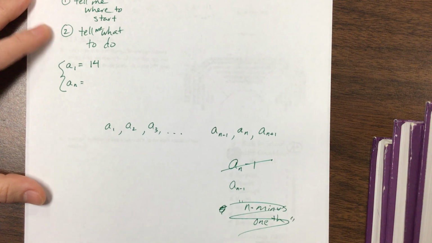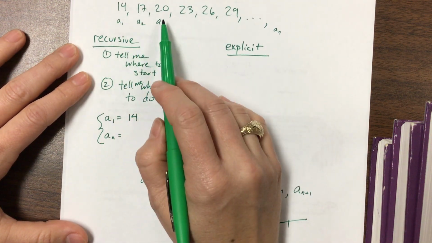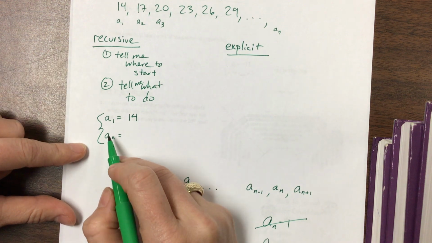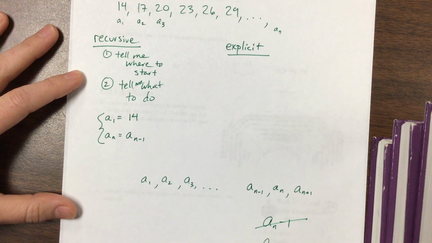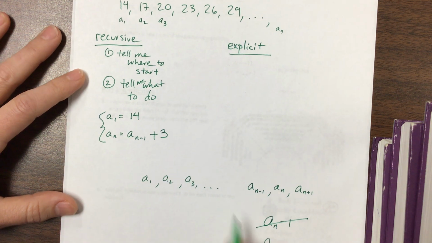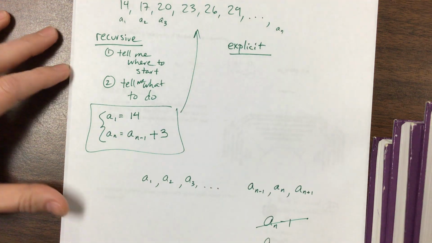Okay, so what we're going to do here is notice that I was adding 3, adding 3, adding 3 the whole way through. So if I want to find the nth term of this sequence, I have to come to the term right before it, A sub n minus 1, and then add 3. This is the recursive formula for this particular sequence.